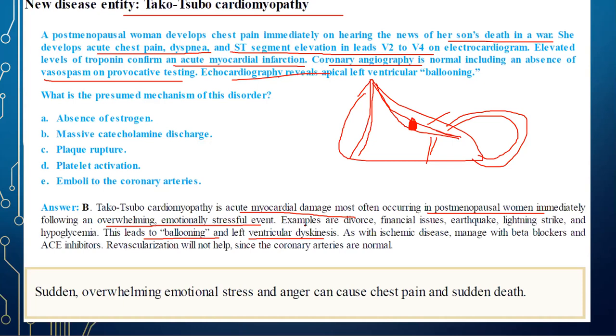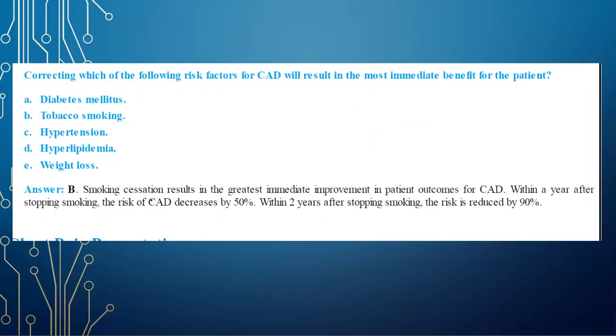But you can get ST elevation, you can get increased troponin, but coronary angiogram will show no ischemia. If coronary angiogram shows there is no ischemia, it cannot be myocardial infarction. So the only other one remaining is Takotsubo. The management is beta blocker and ACE inhibitor. Not very important, but you should remember, if they give you something like that, you should think about Takotsubo.